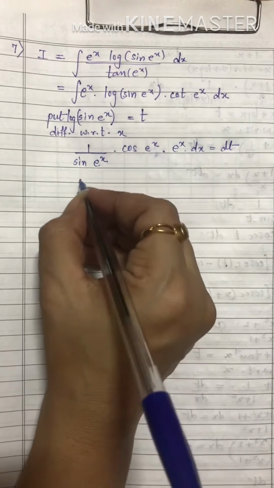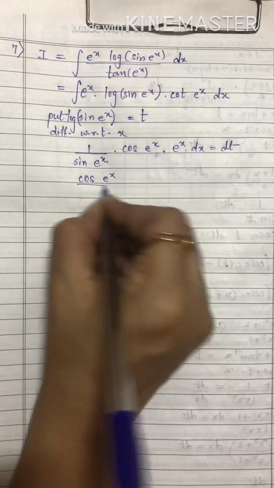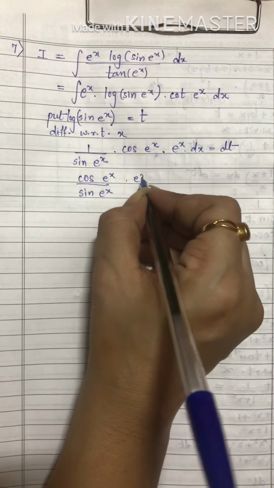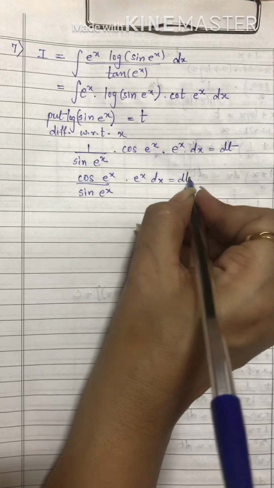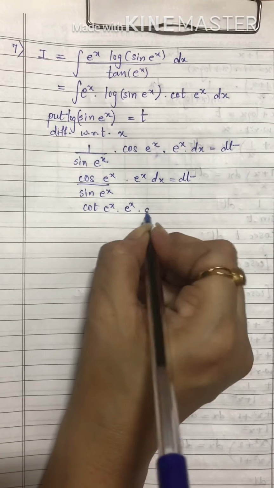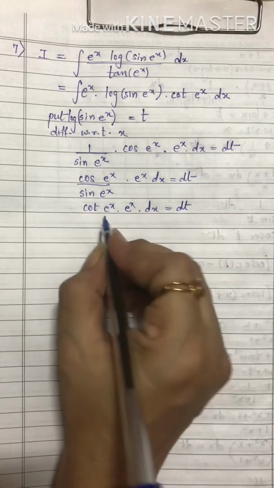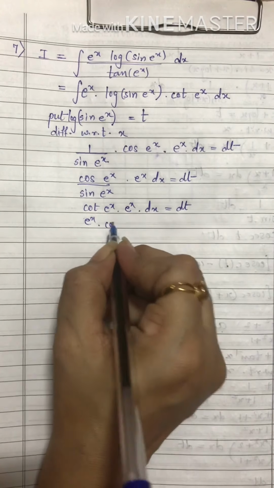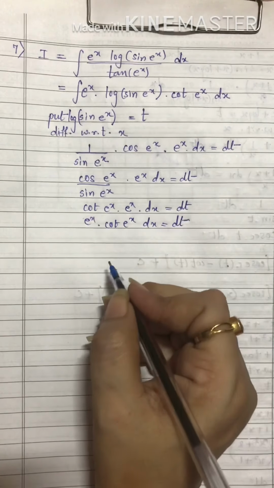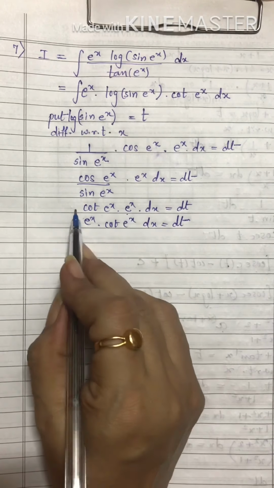Right, now here I will write cos and sine like this: cos e raised to x upon sine e raised to x into e raised to x dx is equal to dt. So I get here cot e raised to x into e raised to x dx is equal to dt. Now this is nothing but e raised to x cot e raised to x dx is equal to dt, right? I have just taken this term ahead.